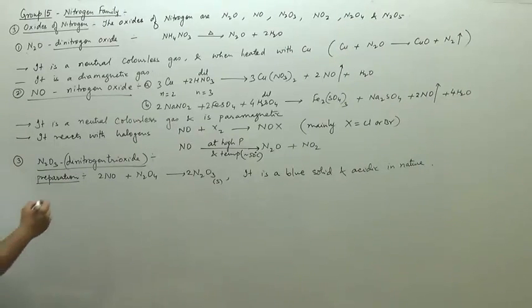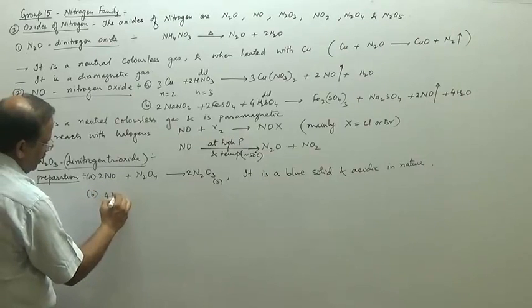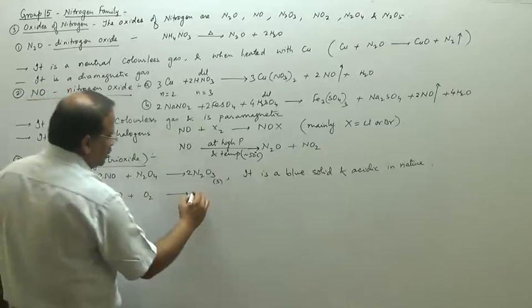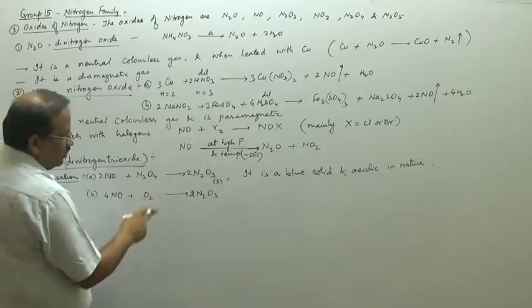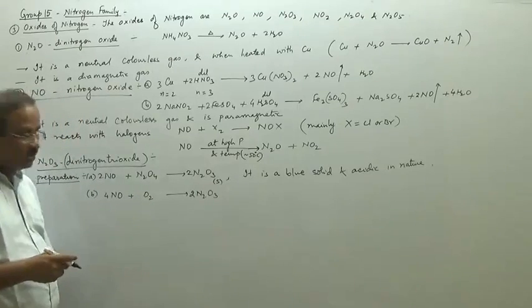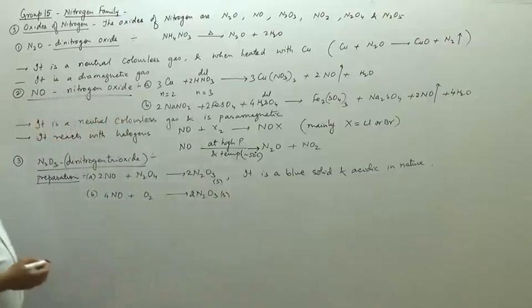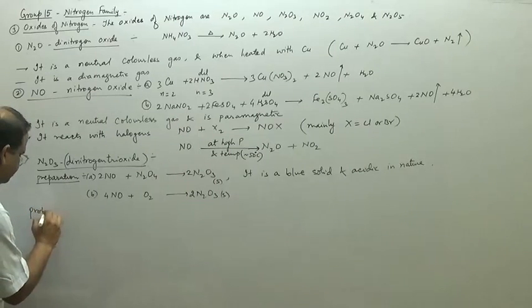You can also write another method like this: 4NO plus O2 gives twice N2O3, which is also formed in the reaction. That is how the preparation method is. For the properties, we can write that N2O3 reacts with KOH.